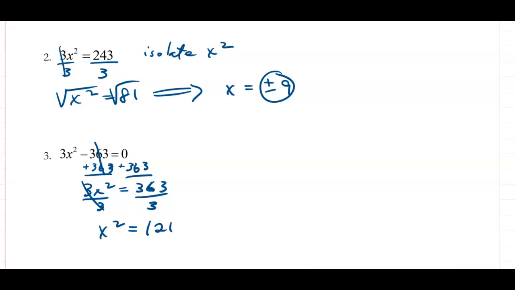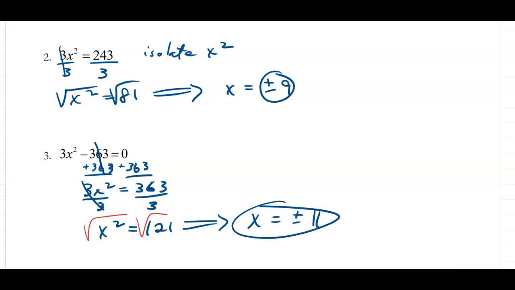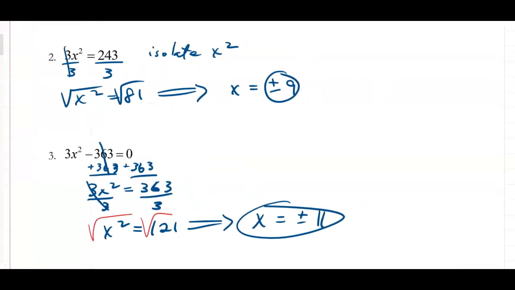And you're probably starting to see a pattern here. All of these problems wind up giving us x squared is equal to a number that is a perfect square. And that's by design. So we take the square root of both sides, and this is going to give us x is equal to plus or minus 11, because 11 squared is 121, and negative 11 squared is also 121. So let's go to the next page.